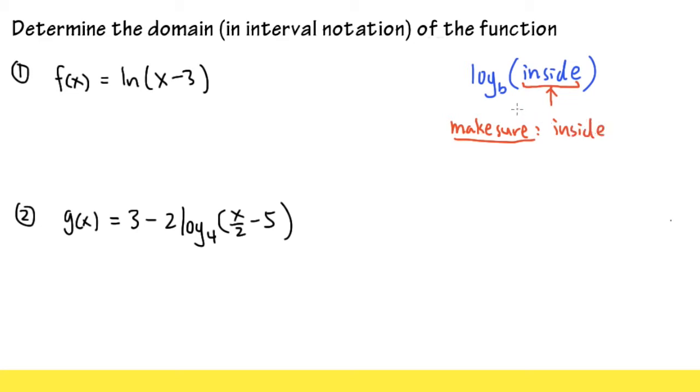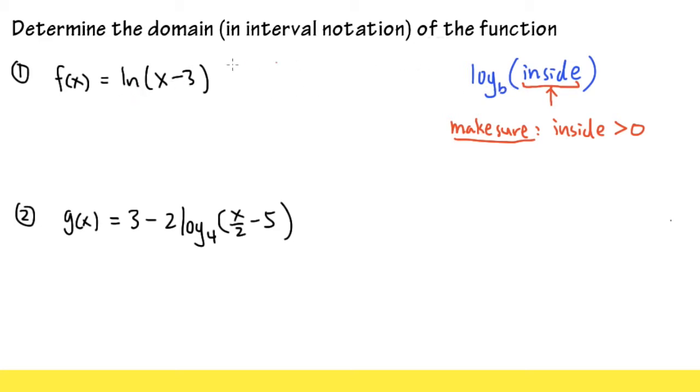we cannot have any negative numbers inside of the logs. We cannot have 0 either inside of the logs. We have to make sure the inside has to be bigger than 0. So this is the idea. And now let's come back to this one. We have ln of x minus 3, and you see this is the inside expression. And by the way, ln means log base e.